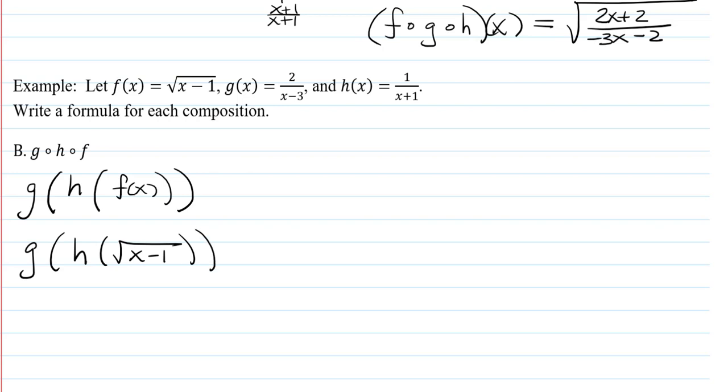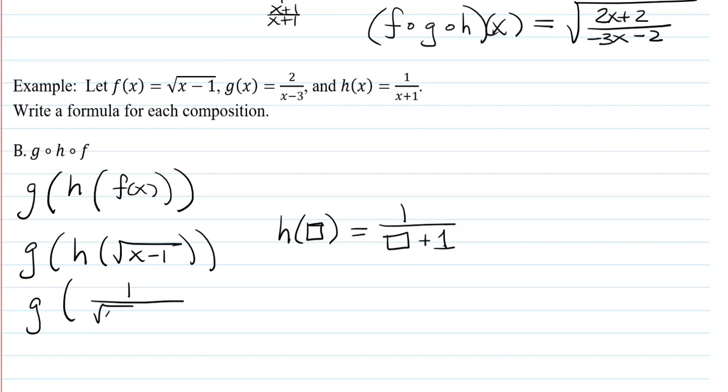Now we're going to plug the square root of x minus 1 into the function h. Now h of something is going to be 1 over that something plus 1. So we're going to fill in the box. What are we filling in? Square root of x minus 1 goes into the box. So we have g of 1 over square root of x minus 1 plus 1.